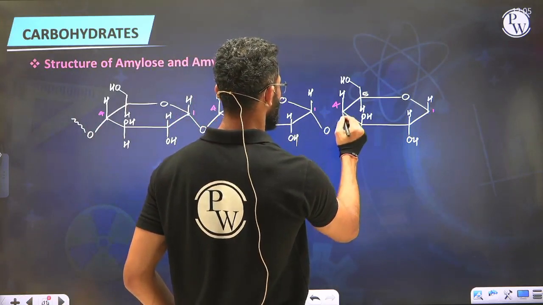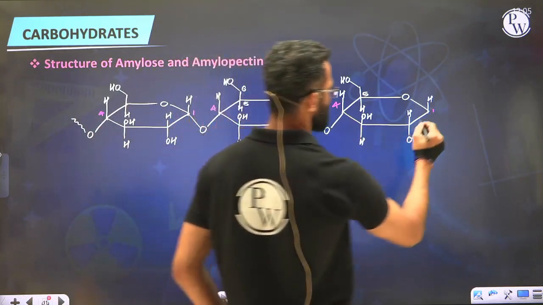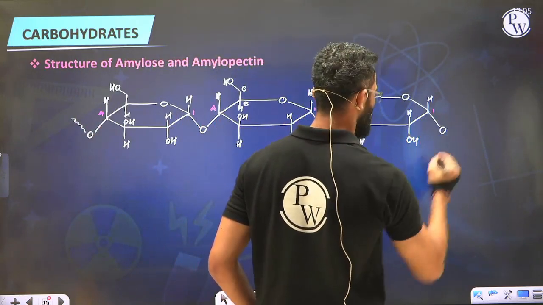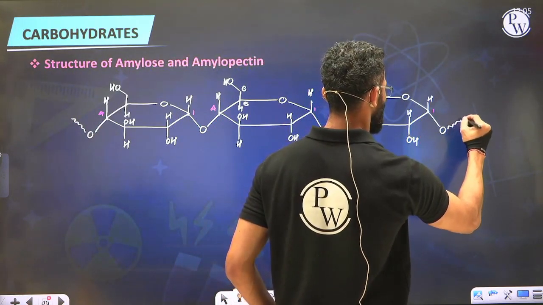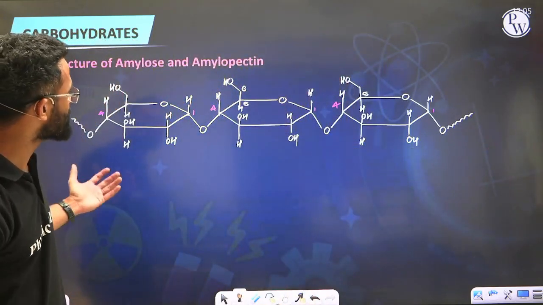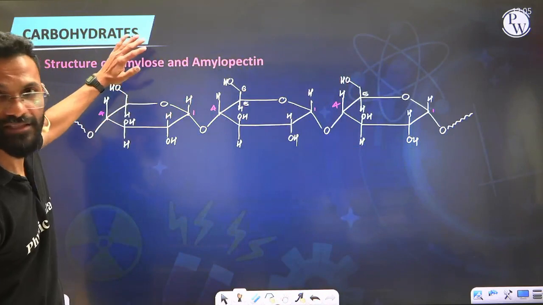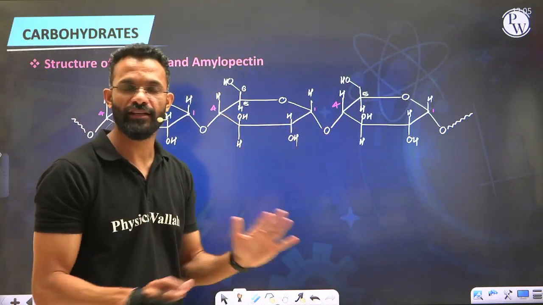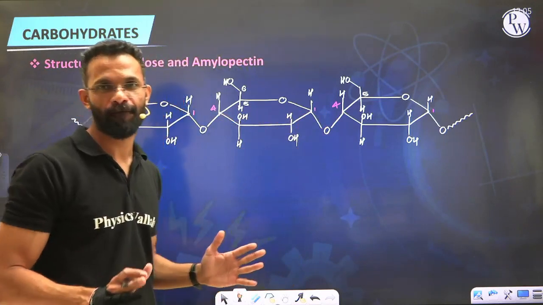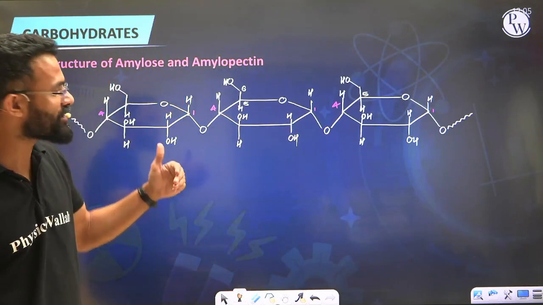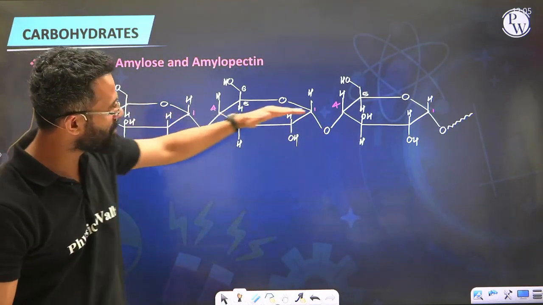C1, C4, C1, C4, and this is going to be a polymeric chain which will continue. So guys, what is this? This is nothing but amylose. Now understand, amylose is a linear polymer chain where there is not going to be branching anywhere. But now when we talk about amylopectin, this is one of the linear polymeric chains.